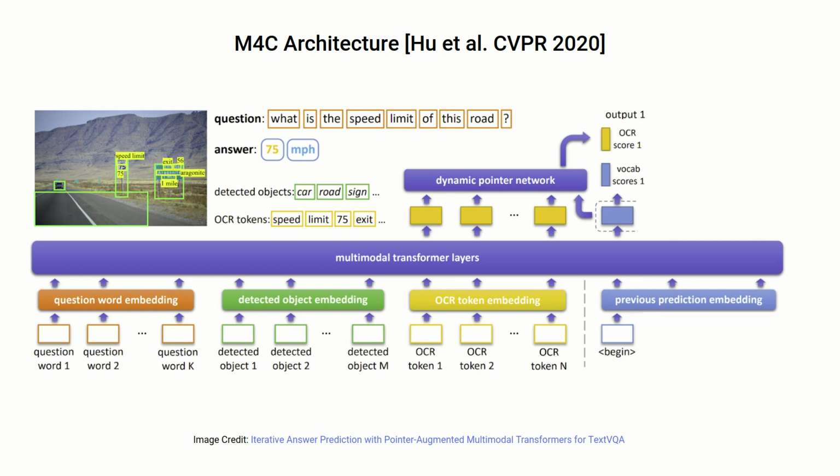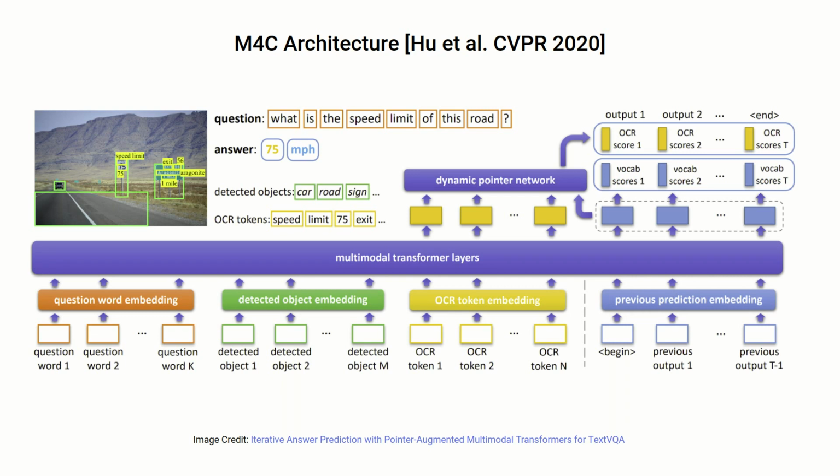We repeat this autoregressive decoding for n steps to decode the final answer, which could be a combination of OCR and vocabulary words. For our example here, we decode the 75 from OCR tokens and select the MPH from the static vocabulary to give the final answer 75 MPH.